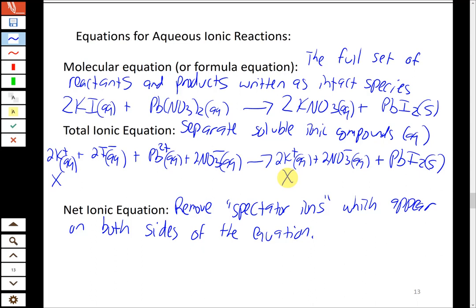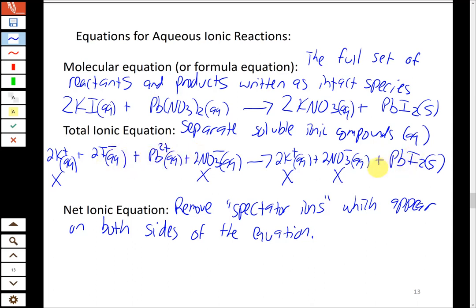And then the other spectator ion we see is NO3 minus. There's two NO3 minuses here on the reactant side, on the left side of the arrow, and on the product side there's also two NO3 minuses. So that ion is a dissolved aqueous ion on both sides with the same coefficients. That would be another spectator ion. So what we do for the net ionic equation is we leave out the spectator ions and we only write out the ions that combine to form our precipitate.